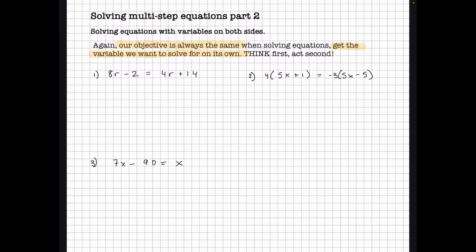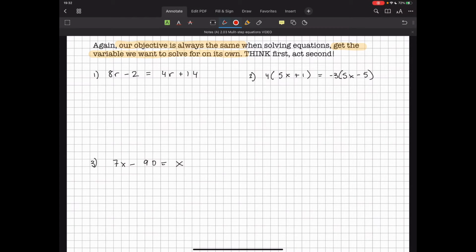All right, let's get started with the first problem. As I've said before in the previous video, there are different ways you can start an equation. One of my preferences is to, whenever possible, try to get the variable on one side of the equal sign as early as possible. In example number 1, I can achieve this by subtracting 4r from both sides. This will leave me with 4r minus 2 equals 14.